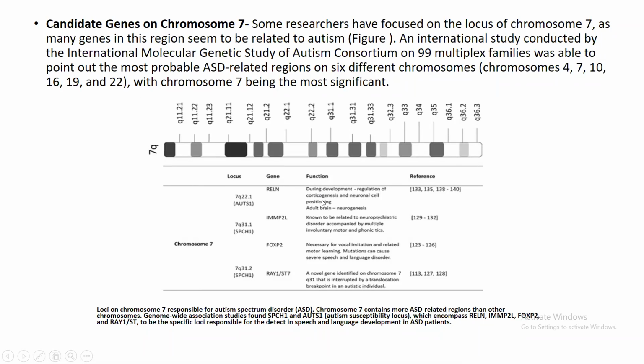During development, it regulates corticogenesis and neuronal cell positioning, and it is involved in adult brain neurogenesis. Another gene, at q31.1, is known to be related to neuropsychiatric disorders accompanied by multiple involuntary motor and phonic tics. Another also has a specific function.